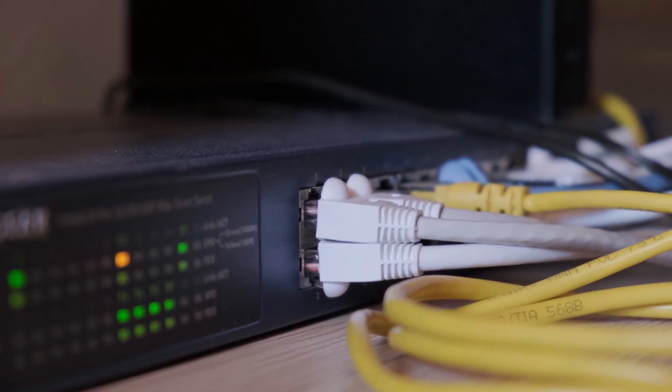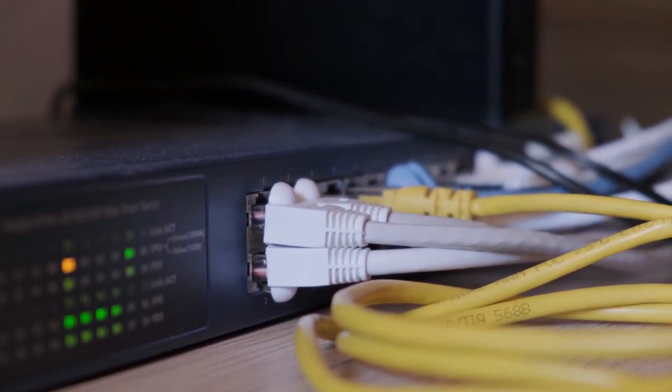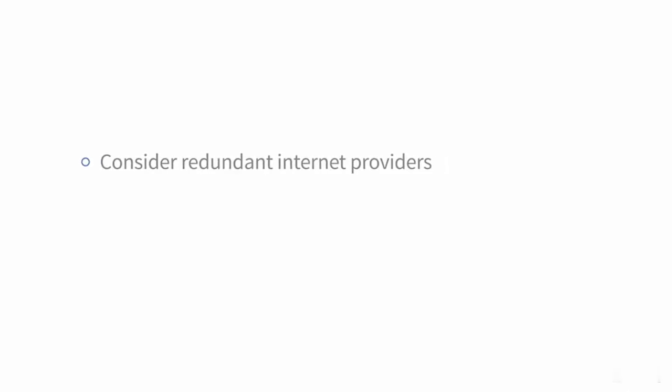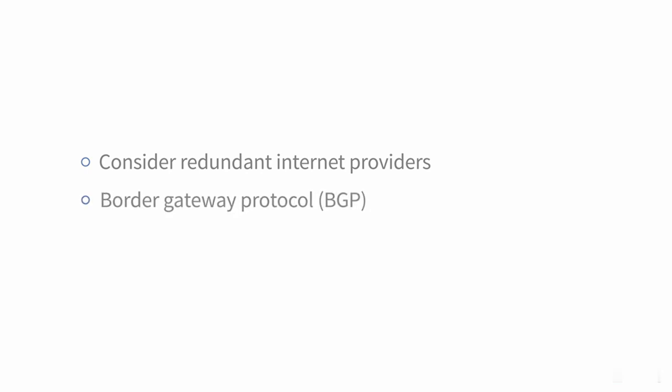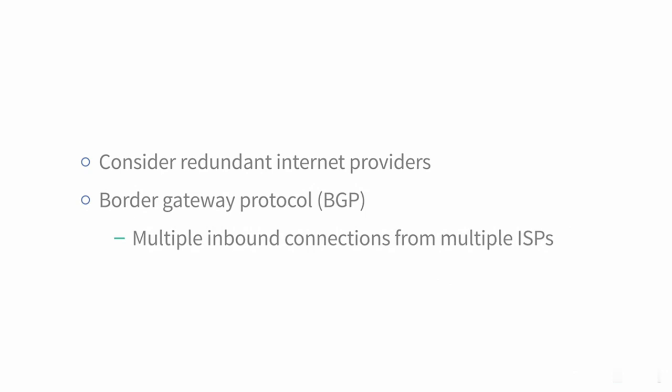For example, you may want to move to newer internet technologies instead of using traditional site-to-site VPNs. You should consider redundant internet providers and set up Border Gateway Protocol, also known as BGP. This allows you to have multiple inbound connections to your location from multiple ISPs in case any one service is down or not operating at an optimal speed.